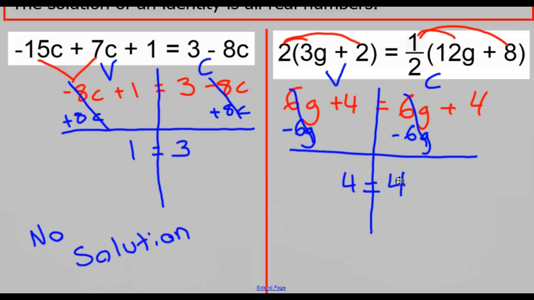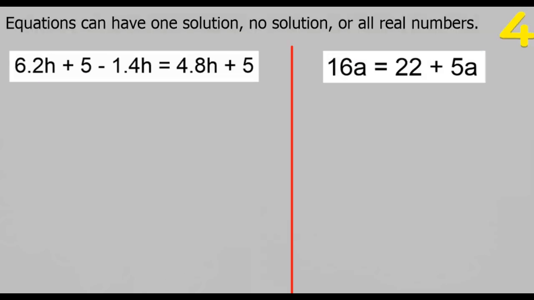So if 4 equals 4, which we know to be true, if we have a number equal to the same number, we know that this one is an identity. So that means that any number that I can put in for g would work in this equation. So I have an identity. Let's try some more.